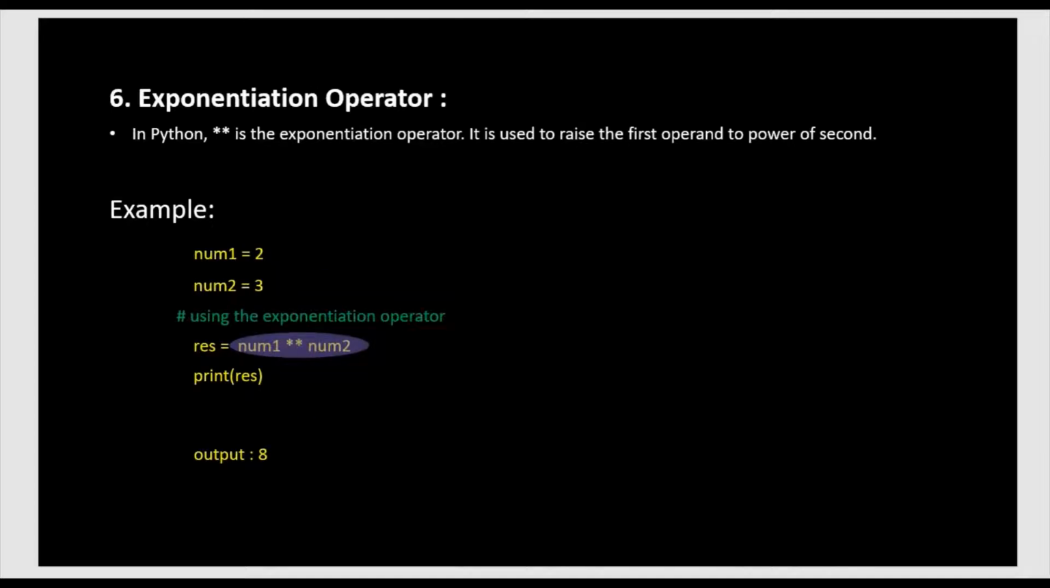And exponential means power. Here the example is num1 equals 2, num2 equals 3, and for the result num1 exponential num2 we use two asterisks, num1 two asterisks num2. The result is 8, 2 cubed is 8, 2 power 3 is 8. So it is a power-based operation.